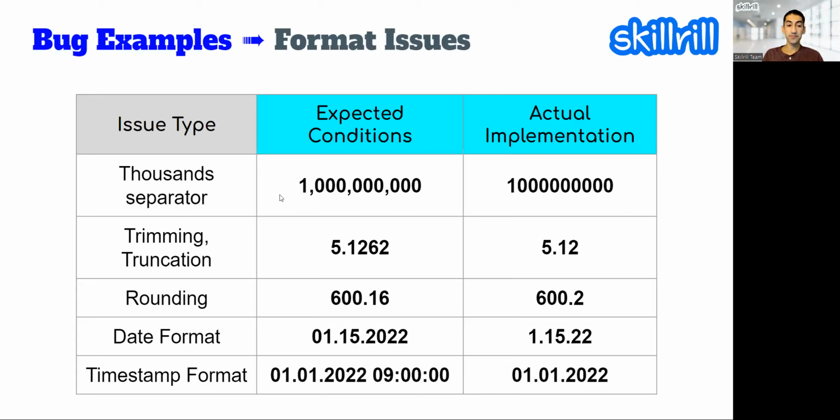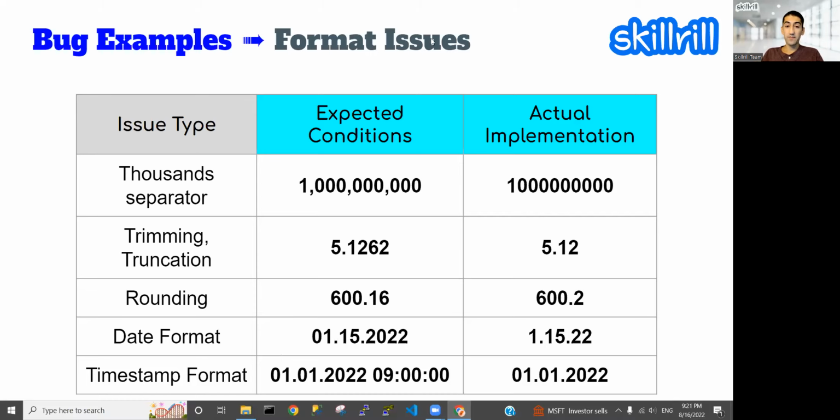That would be the 1,000 separator, and I personally see that issue a lot, and that gets reported and developers fix it. Usually developers just leave it to the end. They're like, oh, I know I have to do it, but I'll take care of the more important stuff, and then they forget, and then they say I'm done, and then they deliver it to the QA, and then the QA starts testing, and then that's when you're going to notice those kinds of differences between the expected conditions and actual implementation.